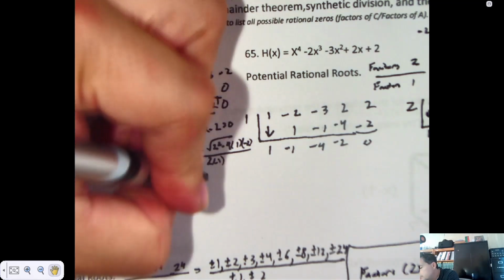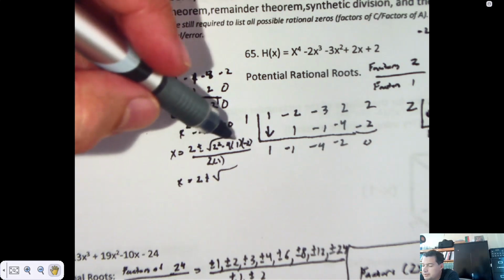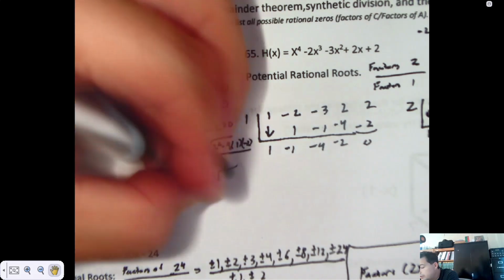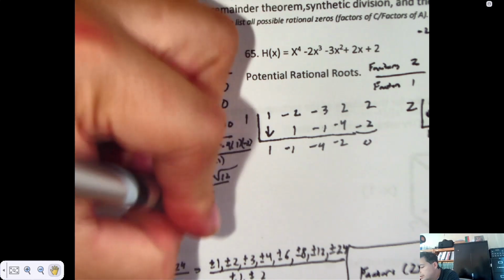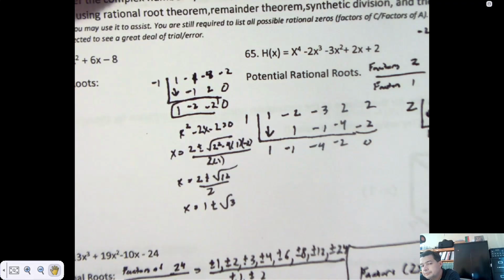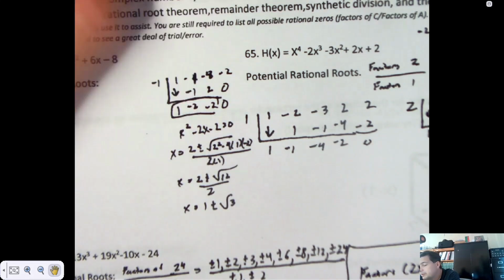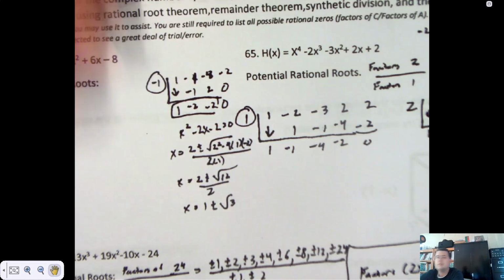So 2 plus or minus, inside that radical is 4 plus 8, which is 12, over 2. If I do my reduction and simplify my radical, root 12 is 4 times 3, root of 4 is 2, 2 over 2 is 1, root 3. There are my x values. Now I also have this one and this one that worked as well.